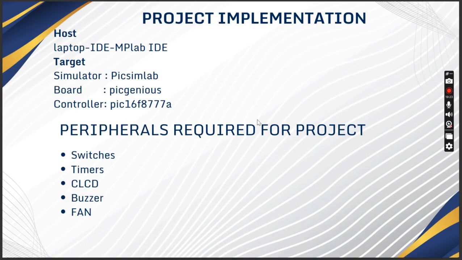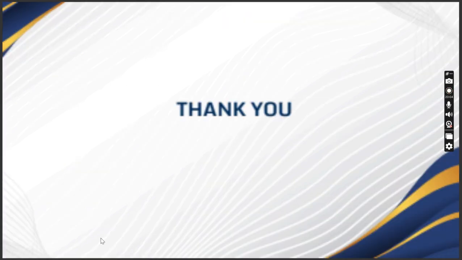At last, we can go through our project implementation, that is the microwave oven project. It consists of two parts, host and target. Host is nothing but we are using MPLAB IDE in order to write the program. Next, target: the simulator we are using is PICSimLab and the board we are using is PICGenius, and the main controller is PIC16F8778. The peripherals required for the project are switches, timer, CLCD, buzzer and fan. These are the 5 peripherals we are using in our project.